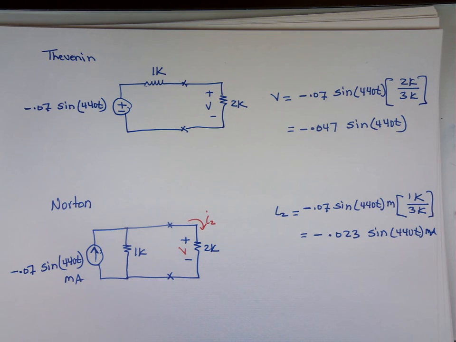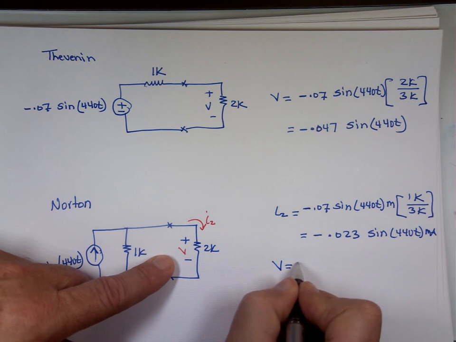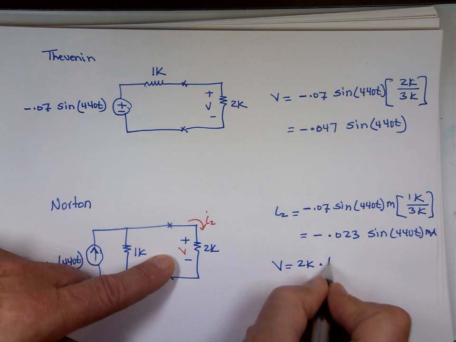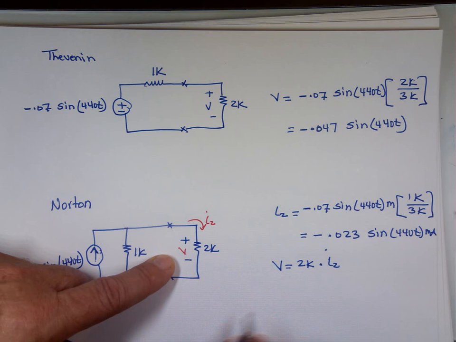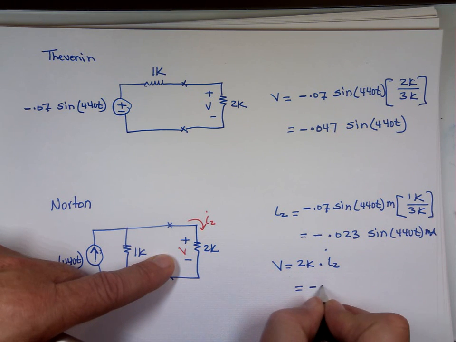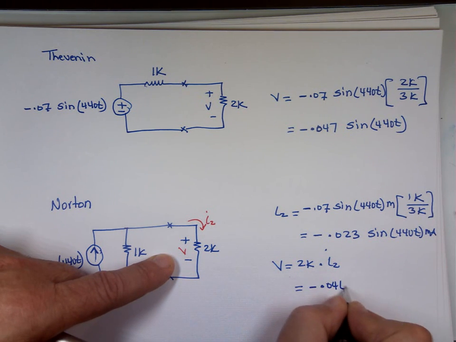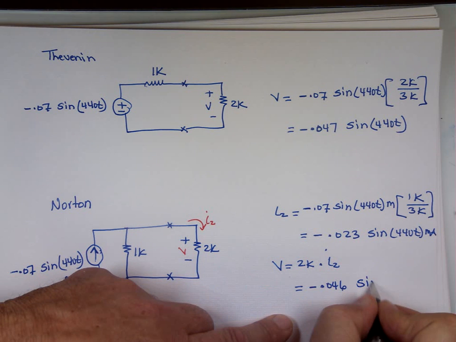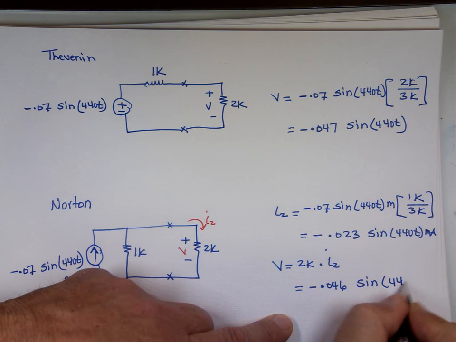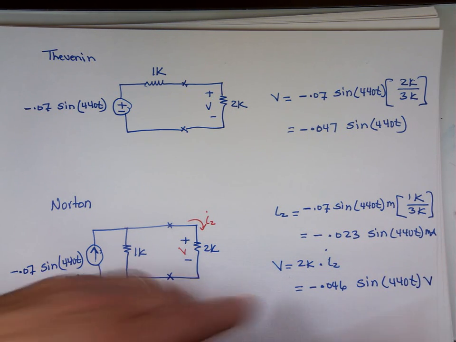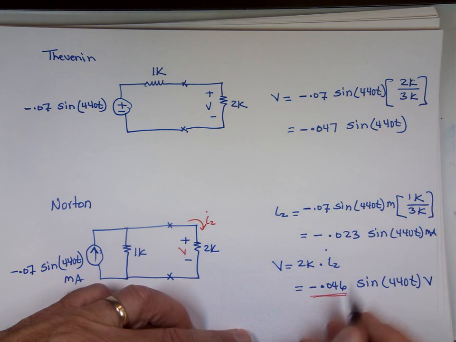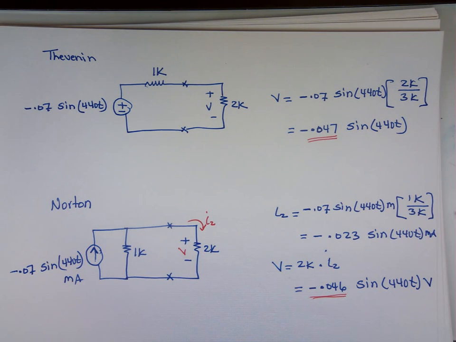Can we get the voltage? Isn't that 2K times I sub 2? That's negative 0.046 sine 440t volts. Notice almost the same answer. I'm sure my rounding here is the problem. But regardless if I do it current division, voltage division, it's the same thing.